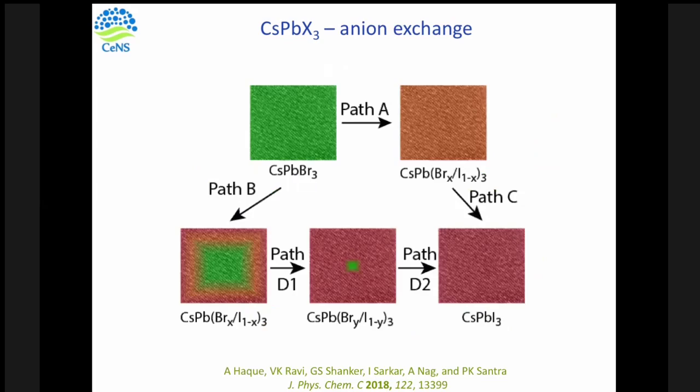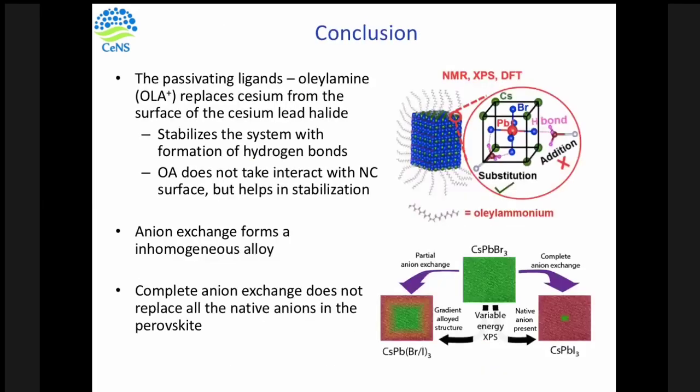So basically what we have seen is that instead of following path A and C, it follows path B and then path D1, and probably it never takes path D2. It stops somewhere here. The entire anion exchange is probably not possible in these systems, at least at the temperature where we are doing this anion exchange.